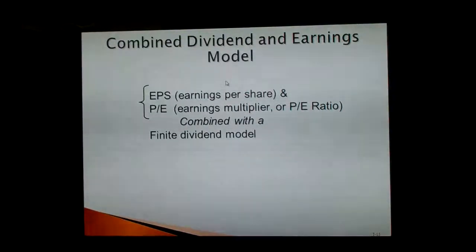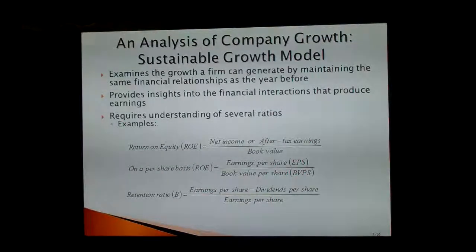Okay. Combined dividend and earnings model. Earnings per share is giving all earnings, dividend and regular earnings. And then price to earnings is an earnings multiplier. It's also called the PE ratio. Analysis of a company's growth.